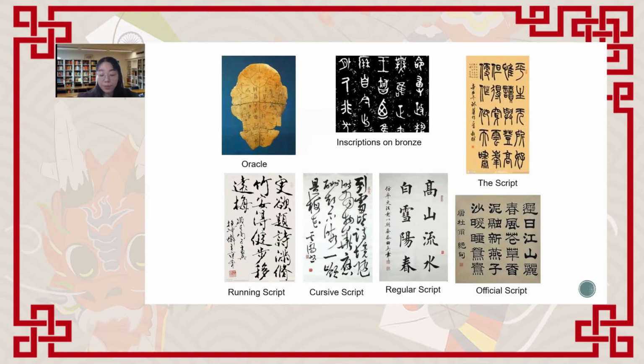In this slide, I put lots of writing works here. They were written in different kinds of script. I hope you can see the differences between them. Right now, I will tell you about oracle bone script, bronze inscriptions, seal script, Li Shu, and regular script.